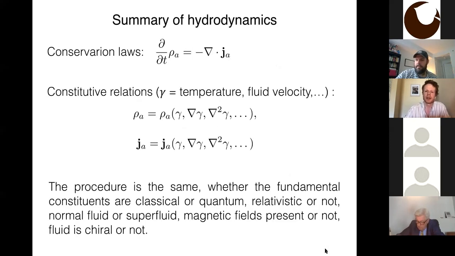So this is basically the summary of hydrodynamics, all you need to know about hydrodynamics for the purposes of today's talk. There are 2 ingredients. One is the conservation law, and one is the constitutive relation, where you express the densities and the fluxes in terms of temperature, fluid velocity, and whatnot. And the procedure is exactly the same, whether the fundamental ingredients are quantum or classical, relativistic, non-relativistic, normal fluid, superfluid, whether you have magnetic fields or not, you work with magnetohydrodynamics or not, you have a chiral fluid or not, it does work exactly the same.